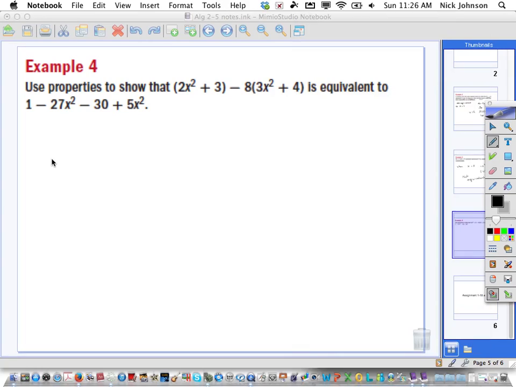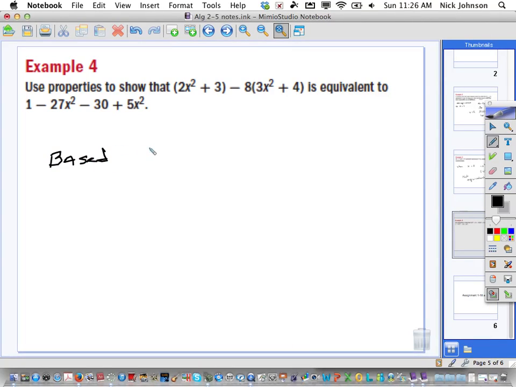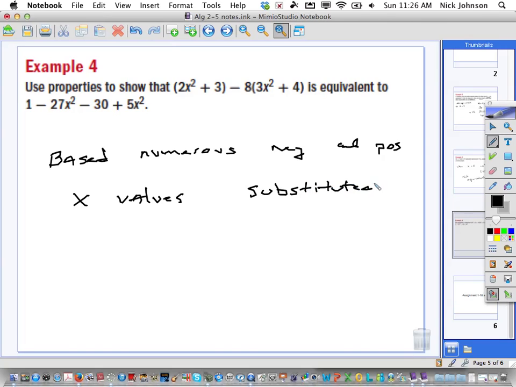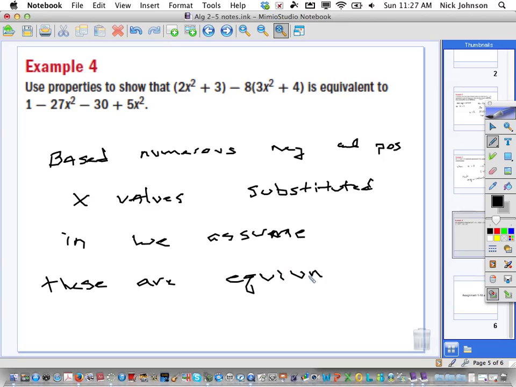So based on numerous negative and positive x values substituted in, we assume these expressions are equivalent. All right? Very easy, very fast. Can do it all on your calculator.